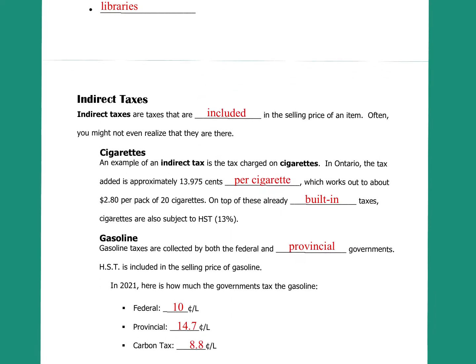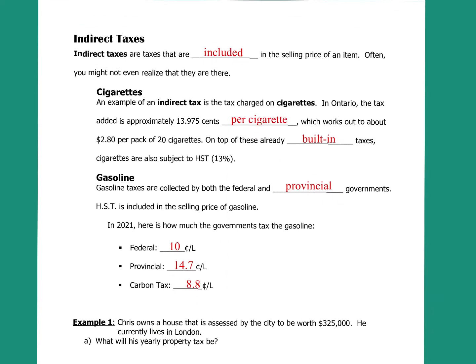Now if you go on to the next page here, so now indirect taxes. So this is something we have not looked at at all yet. So indirect taxes are taxes that are included in the selling price of an item. So this means we don't actually have to go add anything on afterward. We don't need to calculate that HST or GST and then add it on because it's already kind of hidden in the price that we see right there on the price tag.